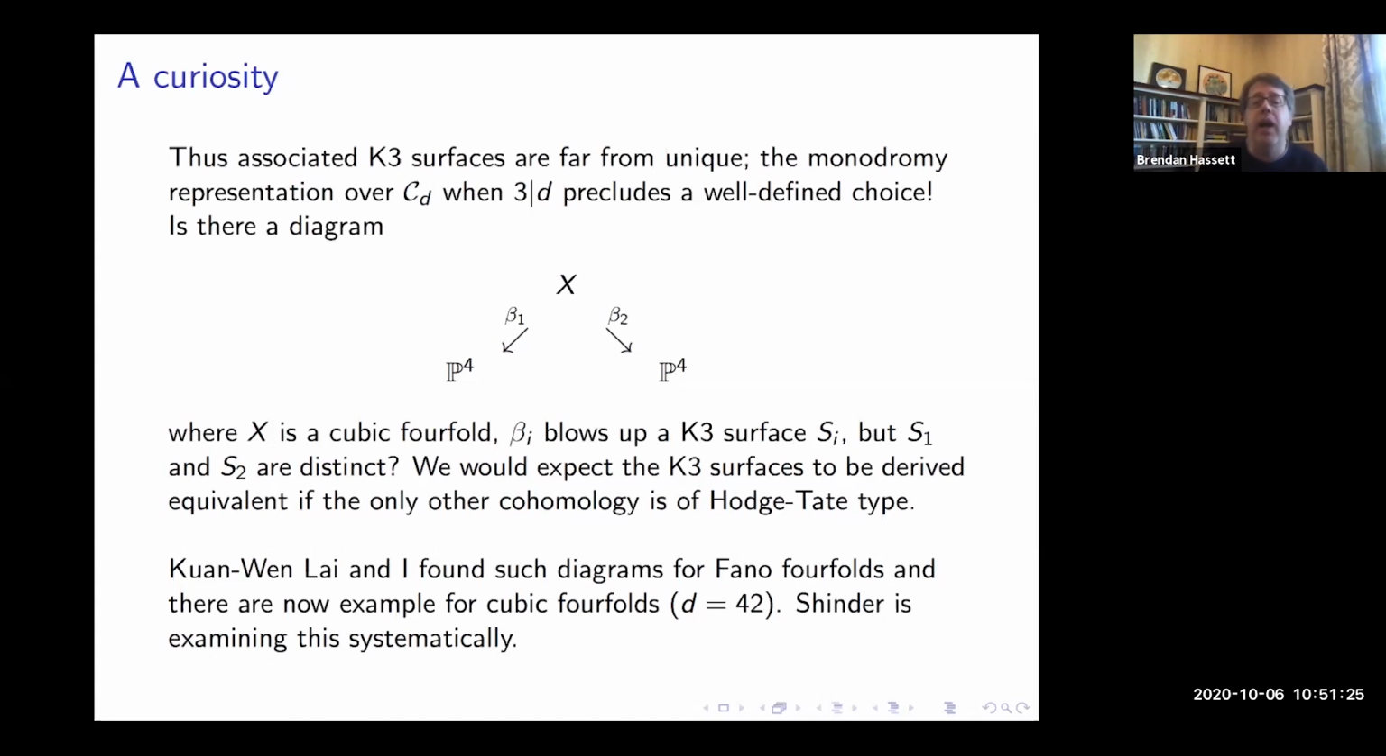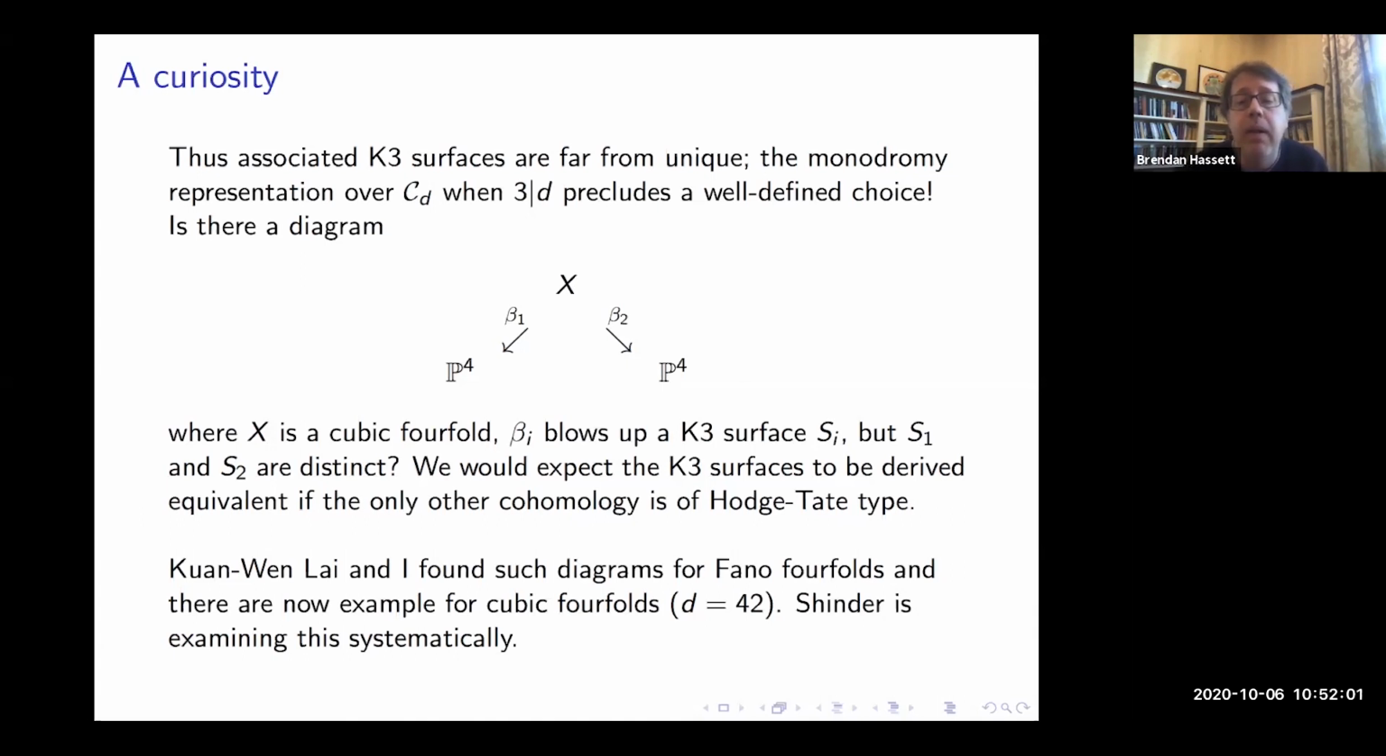Can you have a diagram like this where I take P4 and I blow up one K3 surface and I get a cubic fourfold? I take P4, I blow up another K3 surface that's not the same as the first K3 surface, and I get the same cubic fourfold. So this would give you some very interesting non-trivial Cremona transformations between P4 and itself, so that the center of the Cremona transform and the center of its inverse have the same transcendental cohomology.